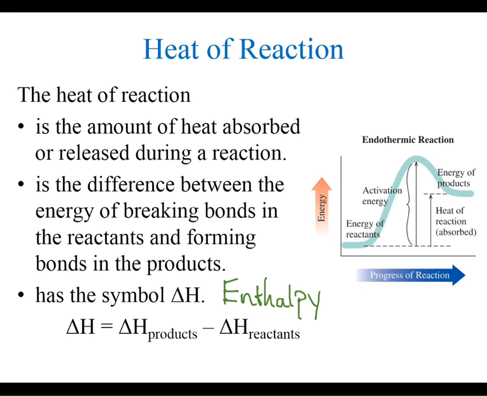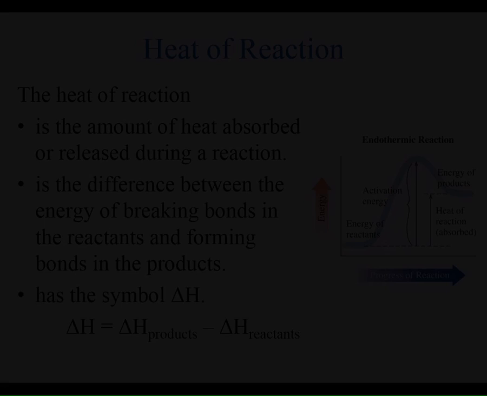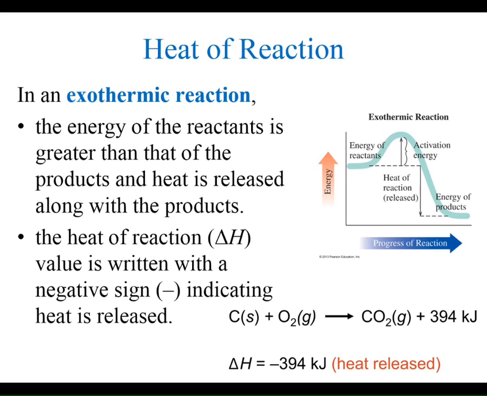So if products is greater than reactants, it's going to be a positive number. If products is less than reactants, it's going to be a negative number. To show you that, for example, let's say we take carbon plus oxygen, we combine those and we make carbon dioxide.